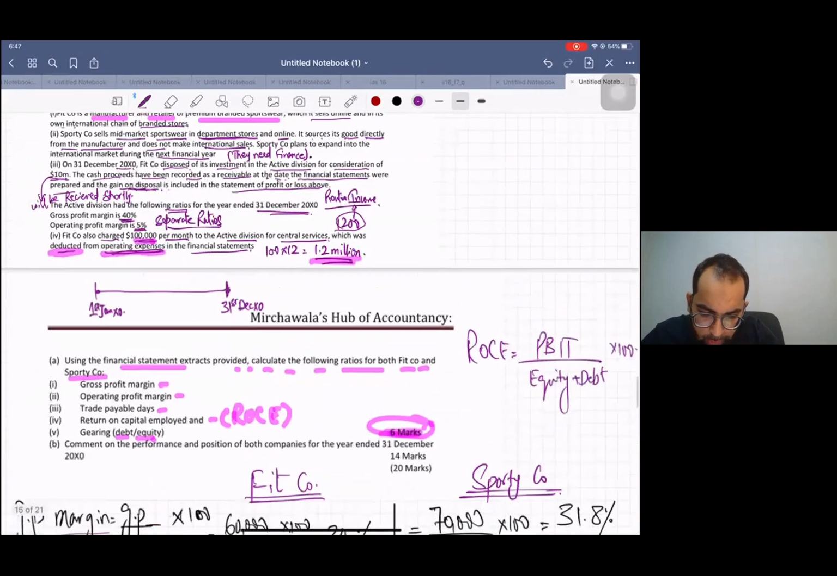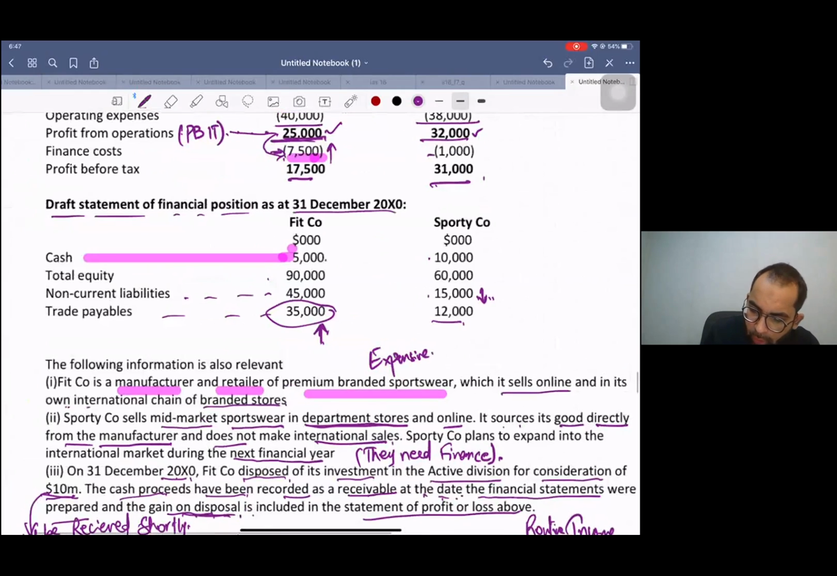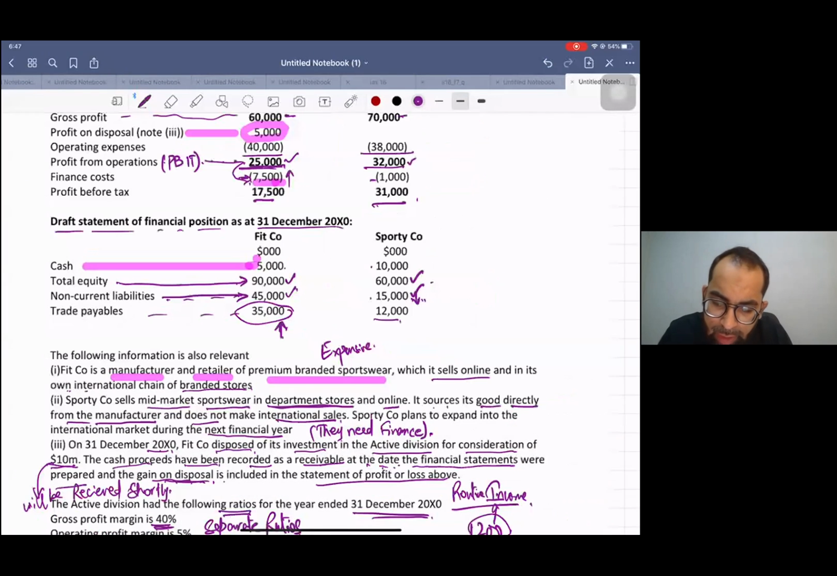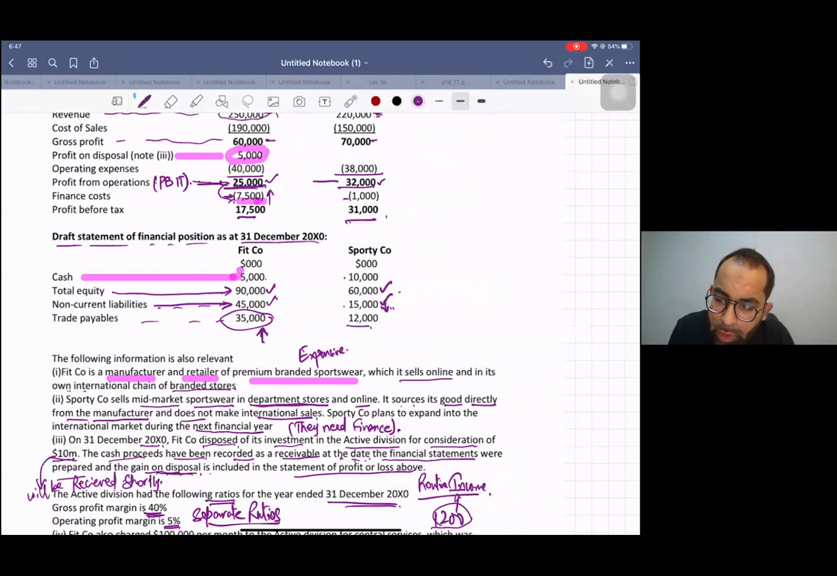So look at the screen. For Fit company, 90,000 is the equity and 45,000 is the loan. So if you add 90 plus 45, you will get the capital employed. And for this company, 60 plus 15. Now, sir, are we given ready-made PBIT? Yes, this is your PBIT, 25 and 32. You have a look, please.